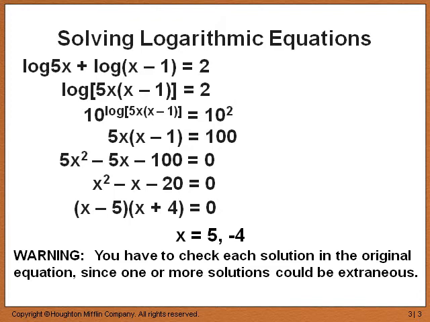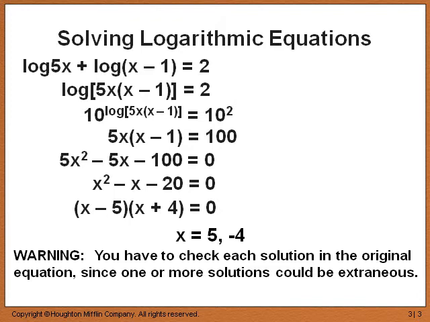We have 5 and negative 4. Let's put 5 into the original equation. So going up to the top, you see log 5x plus log(x - 1) equals 2. Plug 5 in for x there, and you'll see that it comes out to be true. So 5 works as a solution.